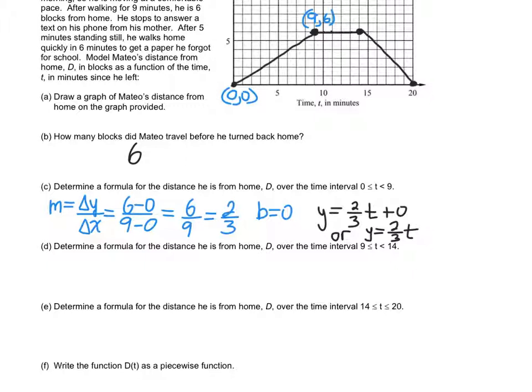All right, so from 9 to 14, that one should be a little bit easier, because I know the slope is what? 0. Slope is equal to 0. Now, it never gets to the y-axis, but if it could get to the y-axis, what would the y-intercept be? 6. So I'm looking at an equation, y equals 6.